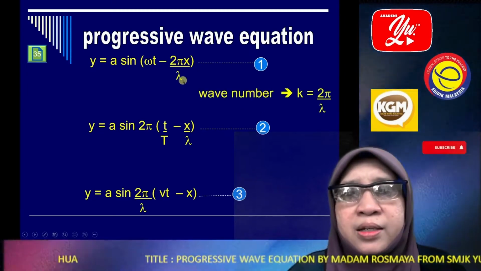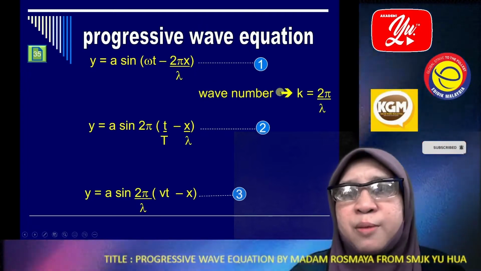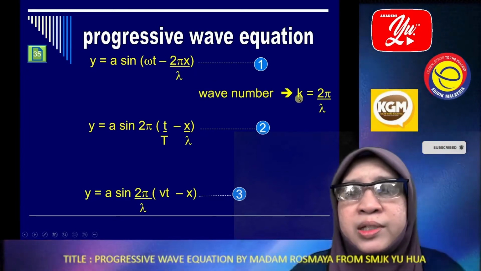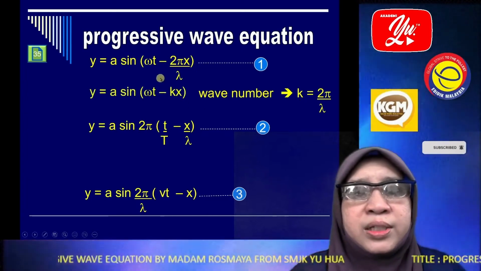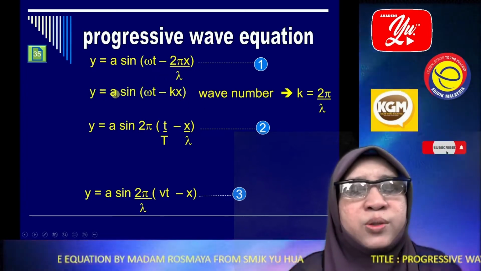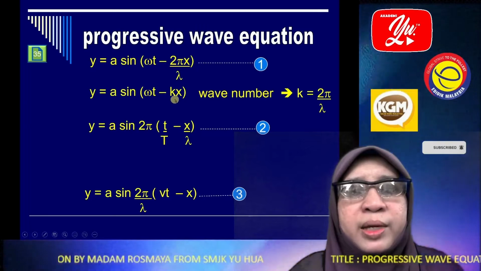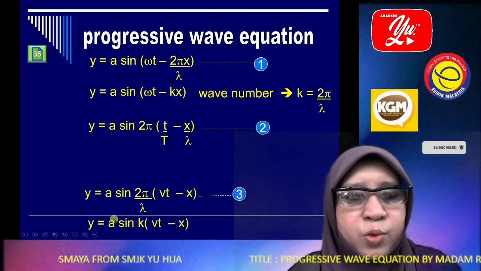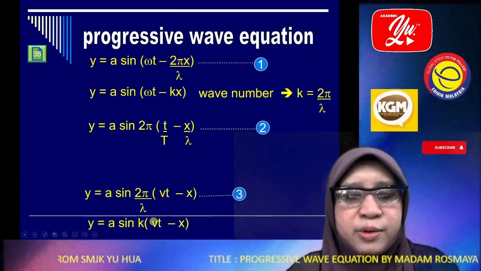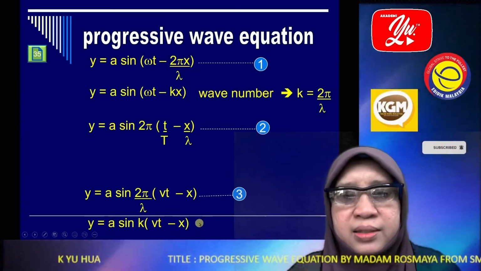Okay, and the 2 pi per lambda is called the wave number. We usually use the symbol k for the wave number. So the first equation can become y equals a sine (omega t minus kx), and the third equation can become y equals a sine k (vt minus x).